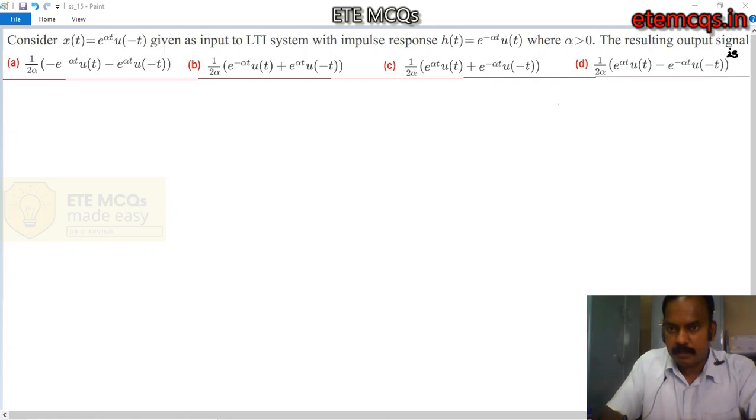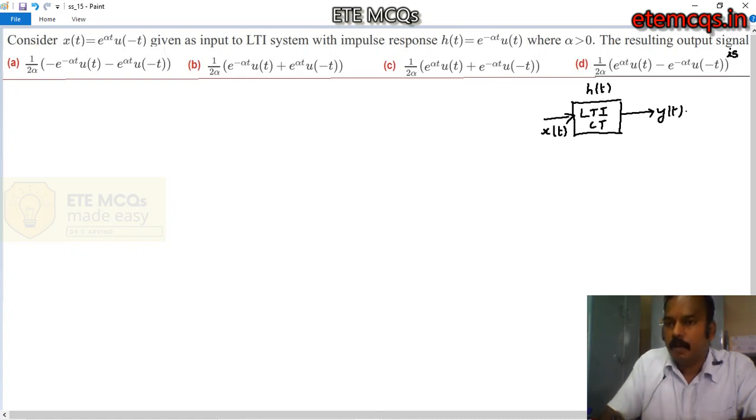So let us have a review of the basics required to solve the problem. The basic block diagram of a LTI system: we have a LTI CT system for which the input is represented by x of t, the output is represented by y of t, and the impulse response h of t is given. And how do we find the output? Output is nothing but the convolution of x of t and h of t. So convolution of the input and impulse response will get you the output.